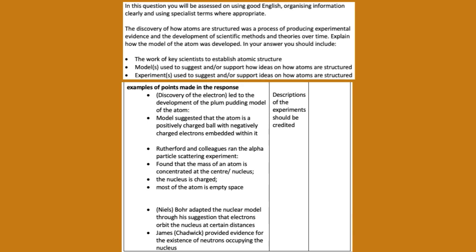The points made could be: discovery of the electron led to the development of the plum pudding model of the atom. This model suggested that the atom is a positively charged ball with negatively charged electrons embedded within it. These 2 points cover the second bullet point, as they describe a model that helped to determine the structure of the atom. The third bullet point can be addressed by mentioning key experiments that scientists had run.